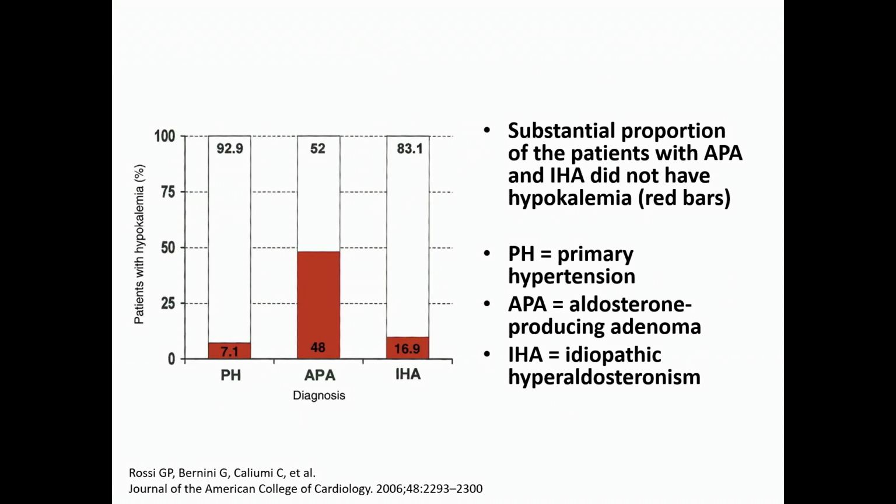This study shows that a substantial proportion of the patients who have APA, which is the aldosterone-producing adenoma in the middle graph here, and idiopathic hyperaldosteronism, which is on the right graph here, did not actually have hypokalemia. So in the middle section here, 48% did have hypokalemia for the aldosterone-producing adenoma patients, but that means 52% did not. And for the idiopathic hyperaldosteronism patients, 16.9% of the patients had hypokalemia.